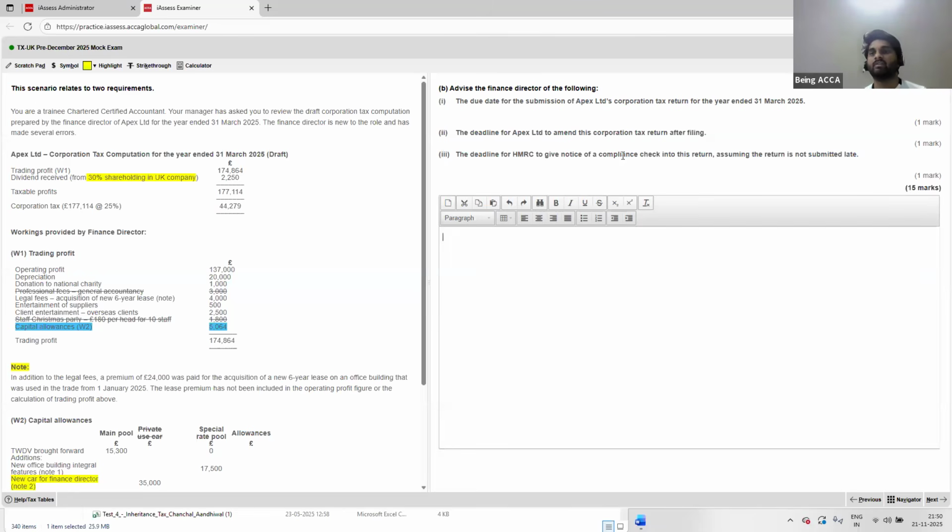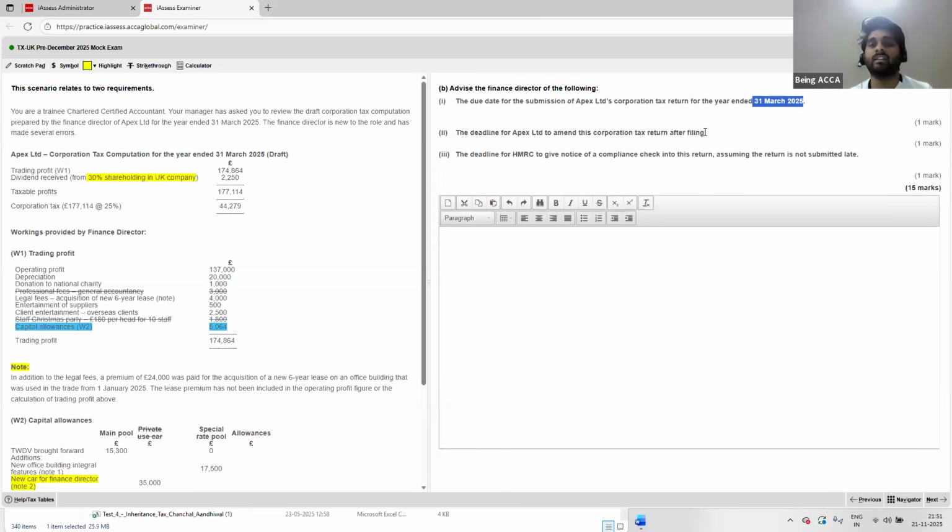So corporation tax, if it is being filed by the self-assessment method, the date of submission is always 1 year following the date of period of account. Always remember this. It is 1 year following the date of period of account. Since it is 31st March 2025, it should be submitted within 1 year, which is 31st March 2026. That is the right answer for this.